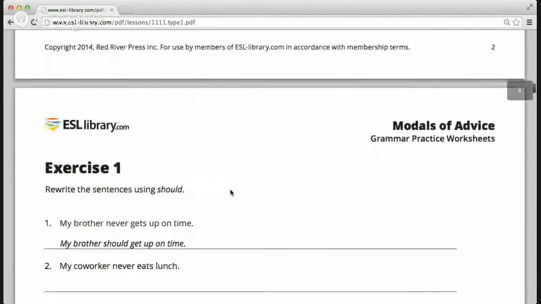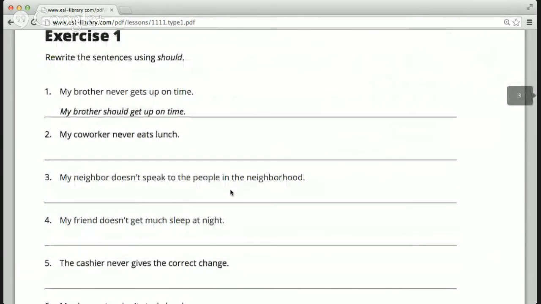Let's go on to some exercises. Okay, so instead of rewriting, we are going to say them, using should. Our example here is, my brother never gets up on time. Now we're going to give advice: my brother should get up on time. So we want to add the modal should into these sentences.